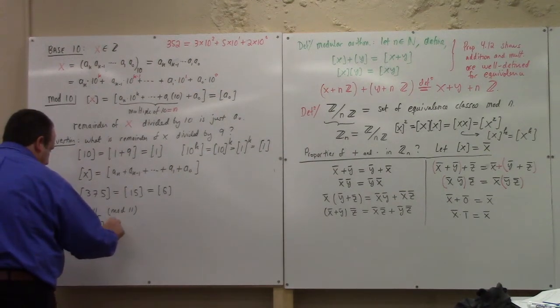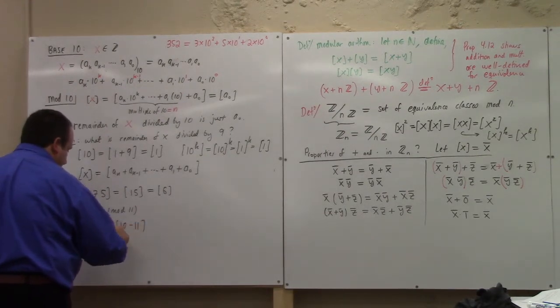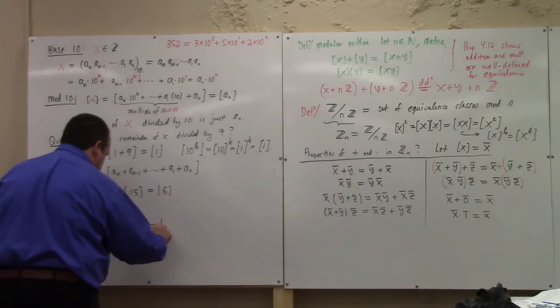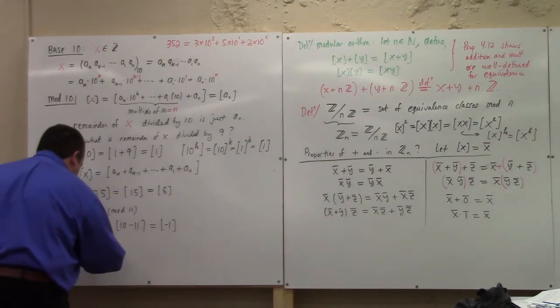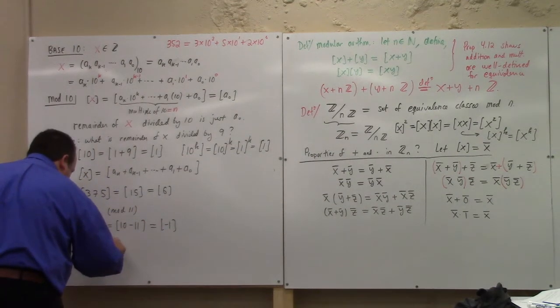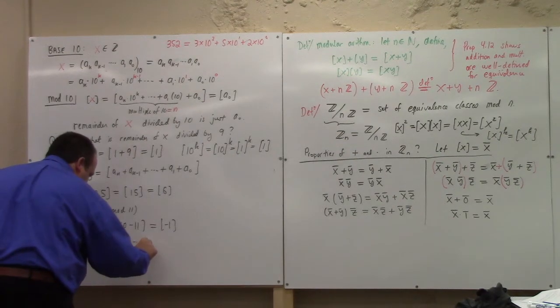10 is equal to 10 minus 11, right? Mod 11. So 10 is congruent to minus 1. So you've got to be careful. We have a_k, ..., a_1, a_0.